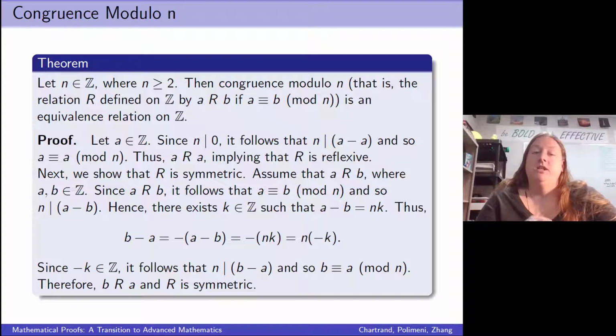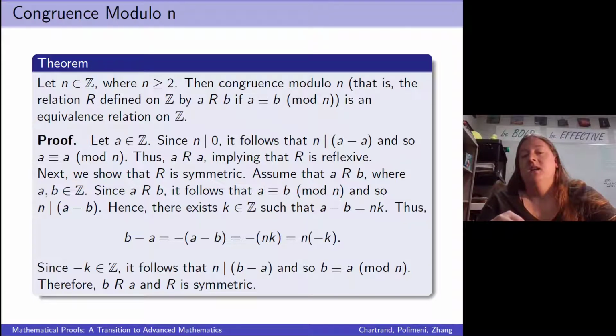Therefore we have our relation is reflexive. Now we're going to show that it's symmetric. So we're going to assume that a is related to b. So a is related to b means that a is congruent to b mod n. So that means that n divides a minus b. So there exists some integer k such that a minus b equals n times k.